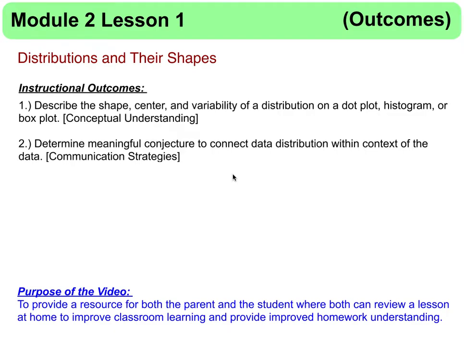Module 2, Lesson 1 is distributions and their shapes. Our outcomes for this lesson will be, one, to describe the shape, center, and variability of a distribution on a dot plot, a histogram, or a box plot. And then two, determine the meaningful conjecture to connect data distribution within the context of the data.